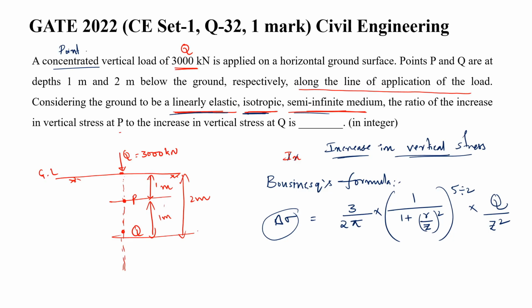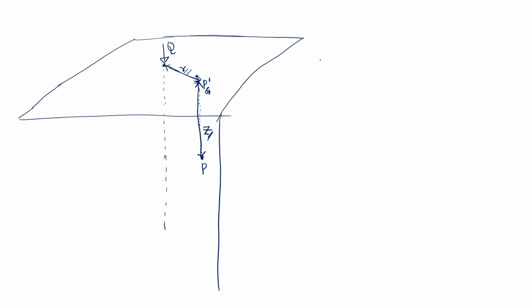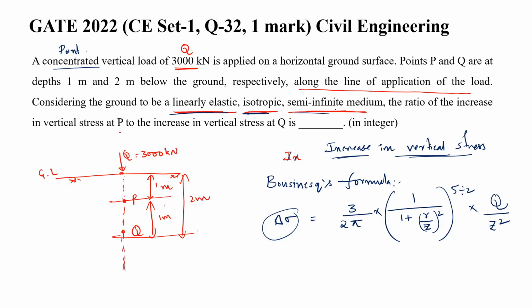So what are the given points? Delta sigma P and delta sigma Q, which we need to find out. What is asked? The ratio of the increase in the vertical stress at P, sigma at P, to sigma at Q. This is what the question asks.